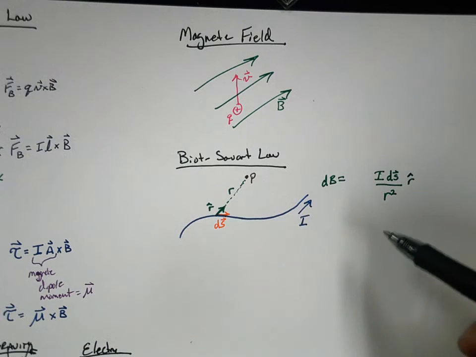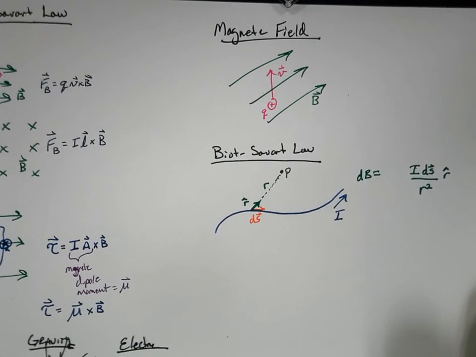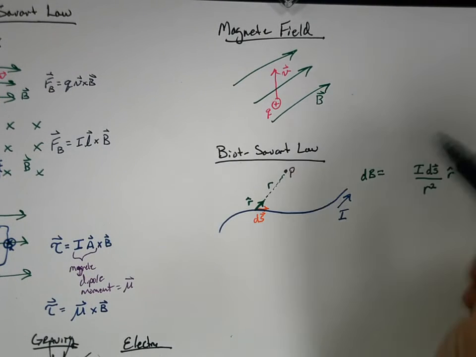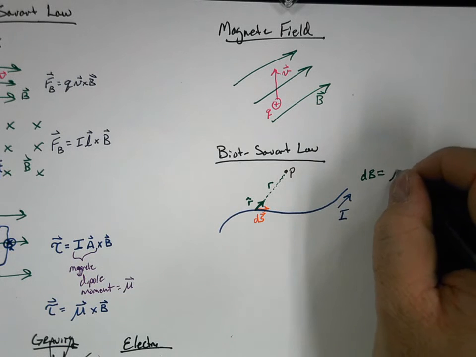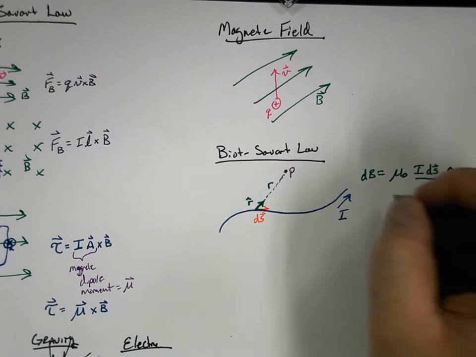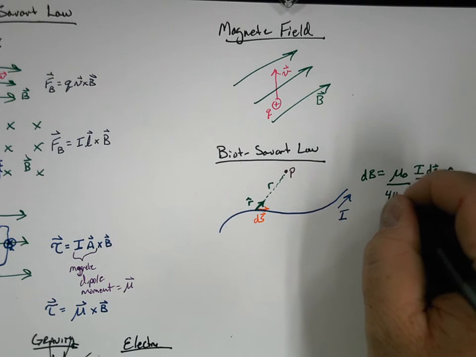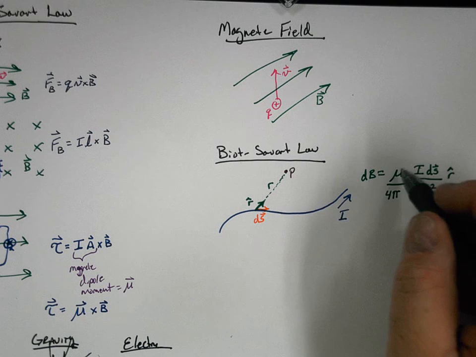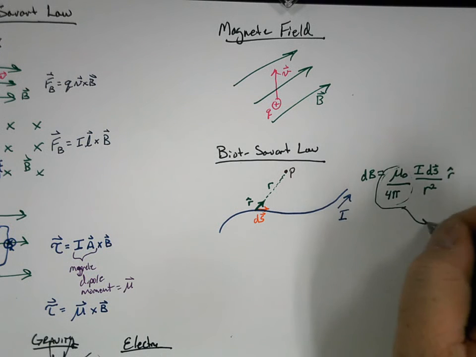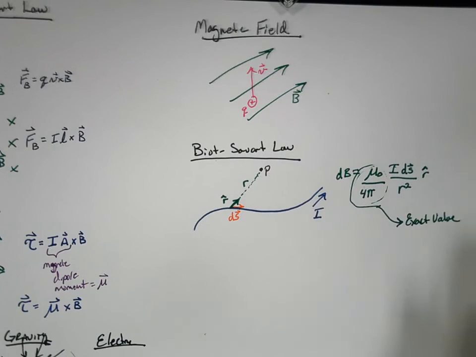However, just as all the other ones did, just like this one had a ke, and this one had a G, this one also has a constant of proportionality. And this constant of proportionality is kind of funky. It is given by mu naught divided by 4 pi. And the interesting thing about this is that this is an exact value. It has an infinite number of significant digits.